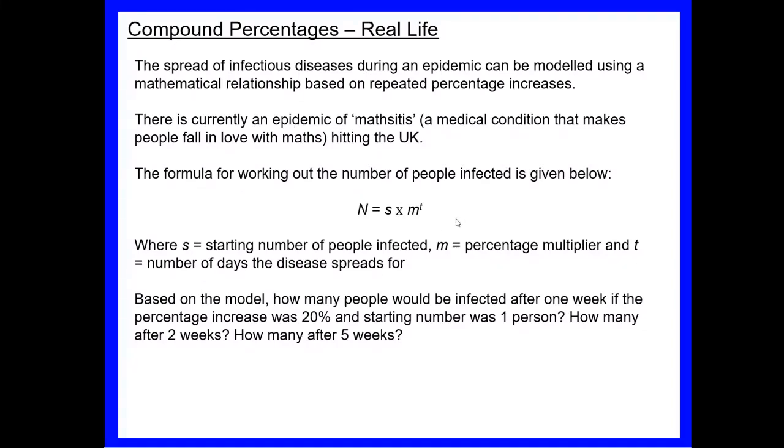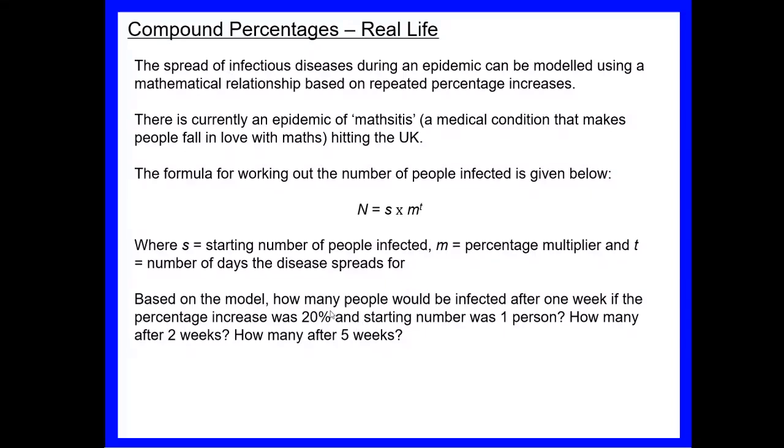So we've been given our formula then to work out the number of people infected. So we're told that N is the number of people, S is the starting number of people. We're going to multiply that by M, which is our percentage multiplier, and T, our power, is the number of days the disease spreads for.